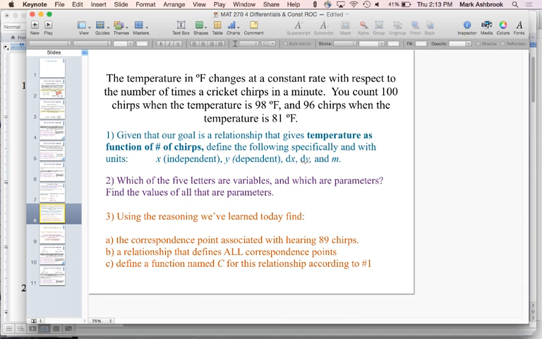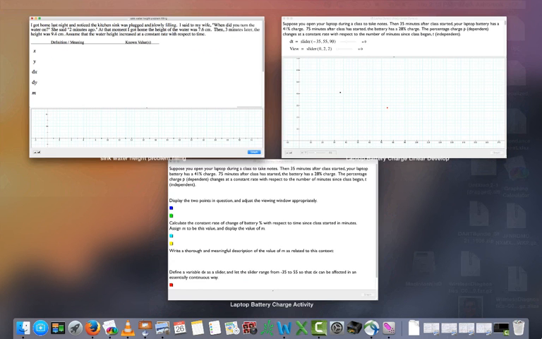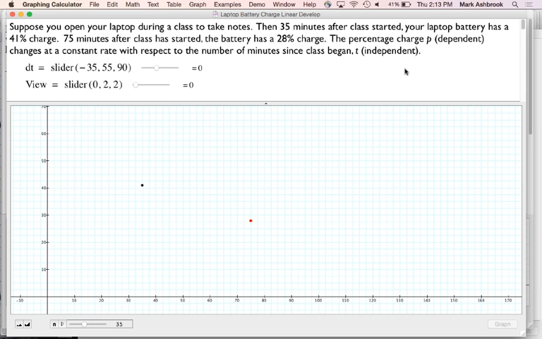All right, so again, do not open GC. I'm going to be working in GC, but you should just take notes as normal. So here's that situation. I've graphed the 2 points that were given. My independent value was time since class started, and I'm going to show that on the x-axis. My dependent value was the percent battery power, and I'm going to show that on the y-axis. Conventionally, independent on the x, dependent on the y. We don't have to do that, but that's just our convention.